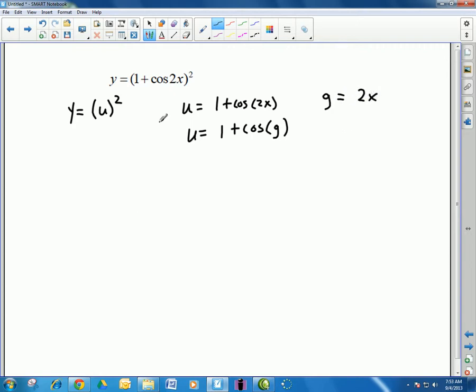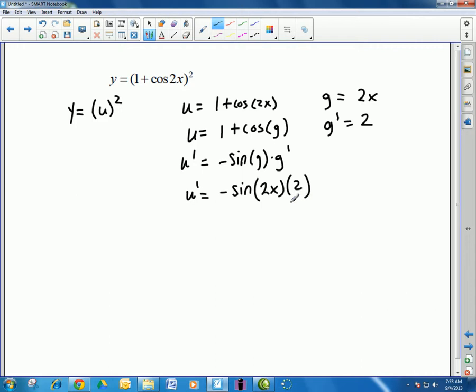So we start from the right and work left. So the derivative of g is just 2. The derivative of u is 1. Whoops, that 1 is gone. So the derivative of u is just negative sine of g times g prime. And we know g prime is 2. So let's substitute all that in, negative sine, and the g is 2x, times 2, and we can rewrite that. Again, this is a lot of writing, but it's helpful to write as much as you can. It doesn't take much extra time.